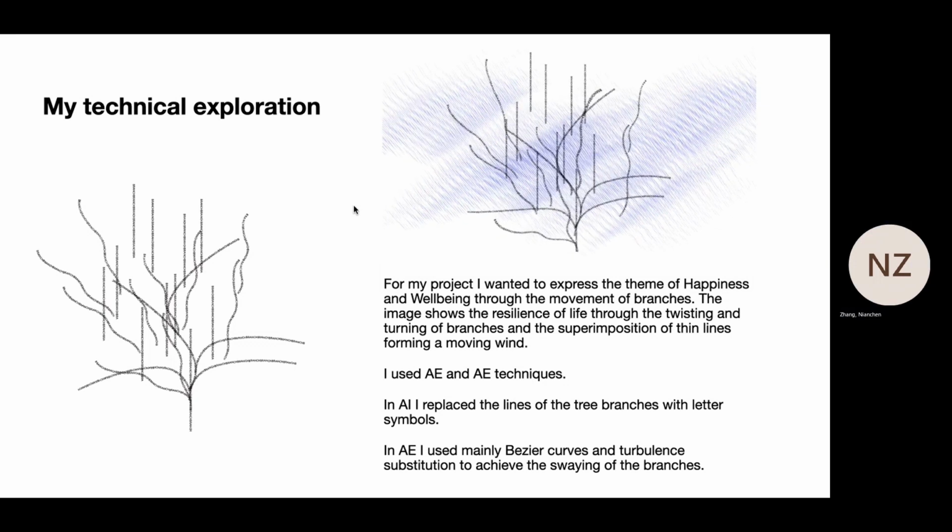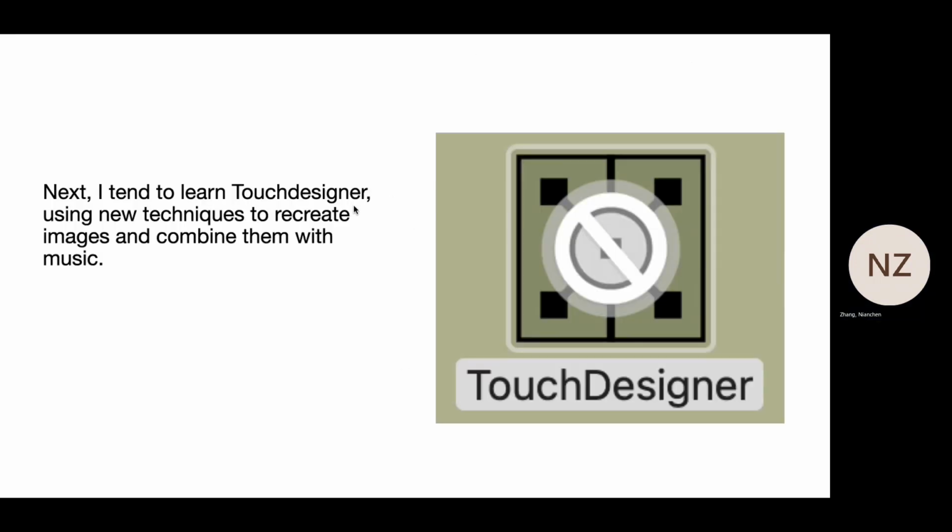I used AE and AI techniques. In AI, I replaced the lines of the tree branches with lighter symbols. In AE, I used mainly Bezier curves and turbulence displacement to achieve the swaying of the branches. Next, I plan to learn TouchDesigner, using new techniques to recreate images and combine them with music.